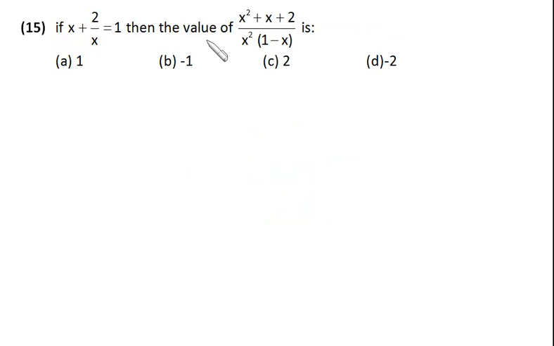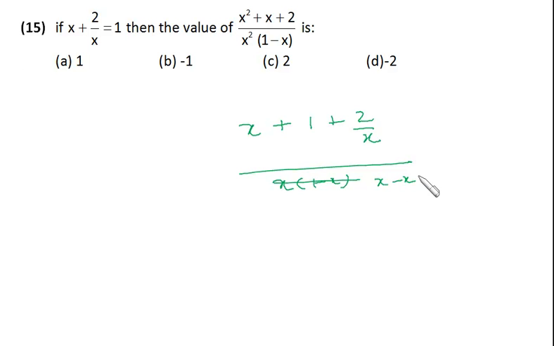x plus 2 by x is 1, then find the value of this expression. Okay, problem is very simple. How do you get x plus 2 by x? If you divide this entire expression by x, right? So here it is x square by x and here it will be 2 by x. So it is x square by x, that means x plus x by x, 1 plus 2 by x. So x plus 2 by x you got. Here it is x square 1 minus x. So if we divide the numerator by x, we need to divide the denominator also by x. So it is precisely x into 1 minus x, or I can say x minus x square.